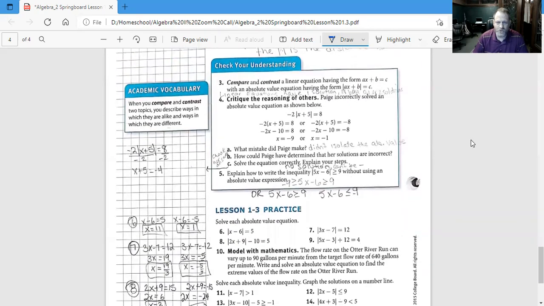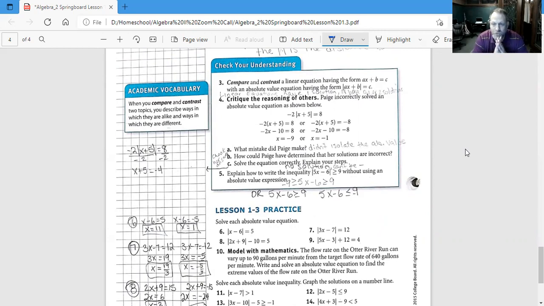All right, guys, let's check your understanding. Comparing, number 3, compare and contrast a linear equation having the form AX plus B equals C with an absolute value equation having the form of absolute value AX plus B equals C. And the answer is to compare and contrast is going to be linear equations have one solution and have 0, 1, or 2 solutions. The absolute value of A has 0, 1, or 2 solutions.